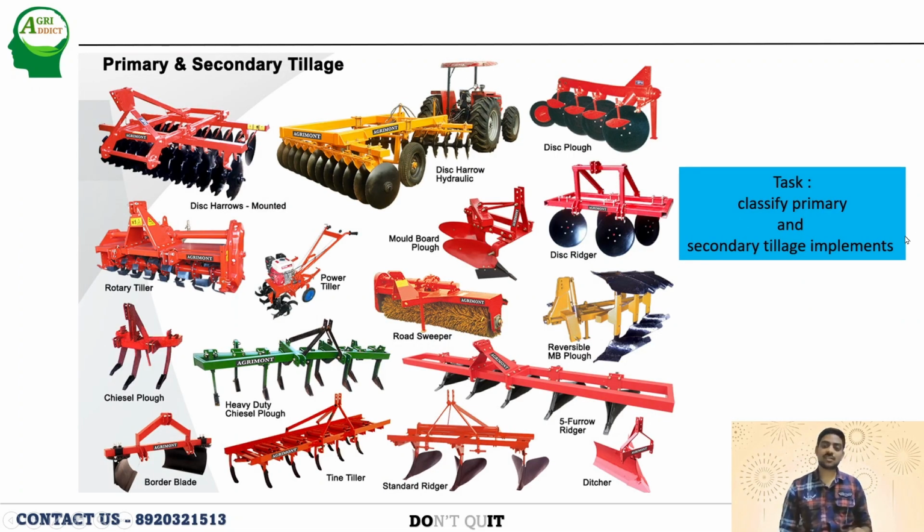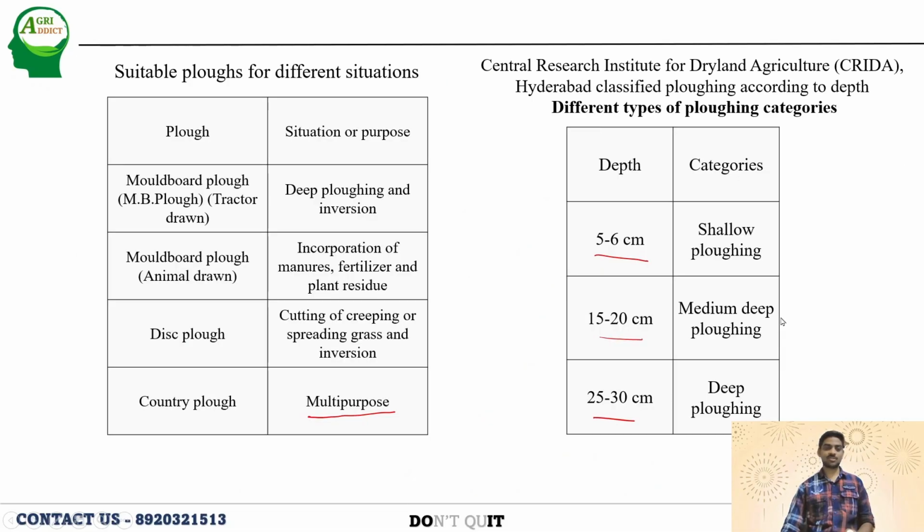And next, the task for you is to classify these images as primary and secondary tillage implements. You can comment in the section which are the primary tillage implements and which are the secondary tillage implements. Pause the video, make sure which are primary and secondary, and comment in the box.